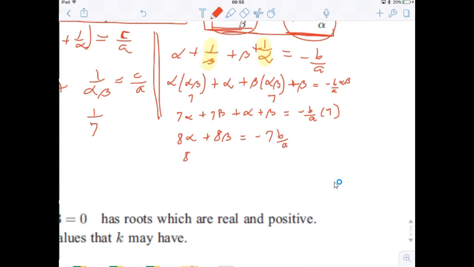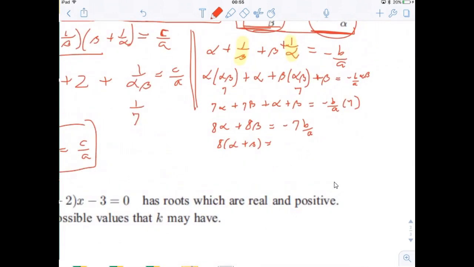And let's factor out the 8. Alpha plus beta is equal to 8 times, let's see, alpha plus beta was what again? It's 6. So it's 8 times 6, which is 48. So we know that 48 is equal to negative 7b over a. So actually, negative b over a is equal to 48 divided by 7.